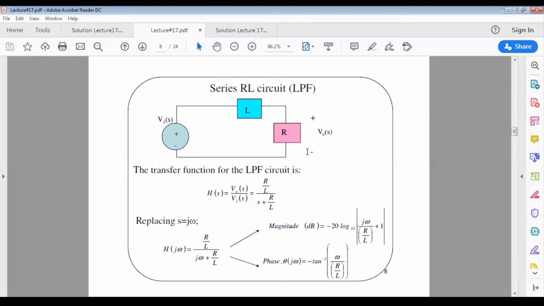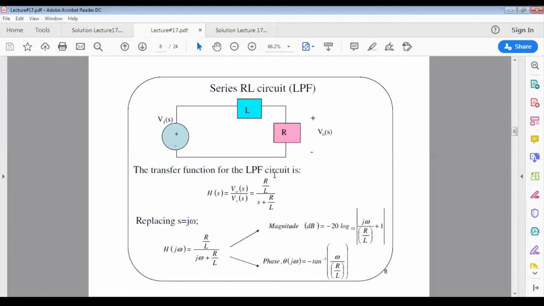Let's have a look at the first type of filter, which is the series RL circuit. In the series RL circuit, the output voltage is measured across the resistor. In this case, the transfer function will equal R over L over s plus R over L. I leave the proving of this transfer function for you to solve.